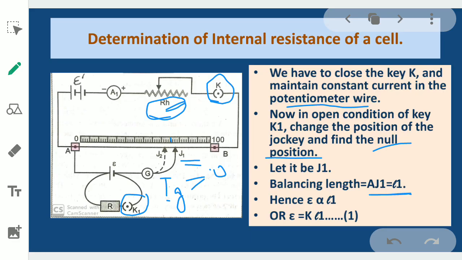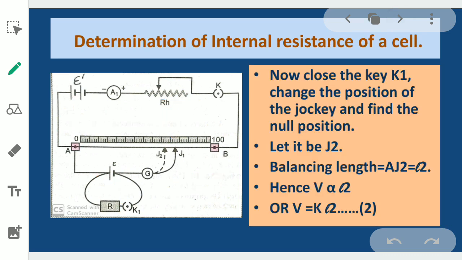So this is L1, AJ1 up to this is L1. In this condition, the maximum potential difference of the cell, or electromotive force of the cell E, is proportional to L1. So we get E is equal to K L1, where K is the potential gradient. We can write K is equal to V by L. This is the formula, V by L, which is the potential gradient. So E is equal to K L1.